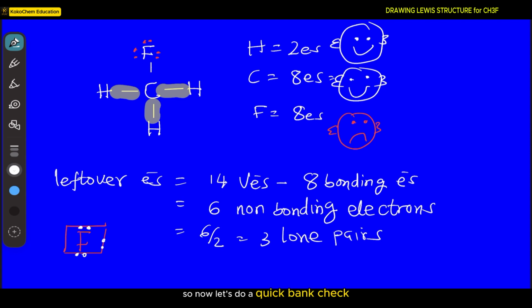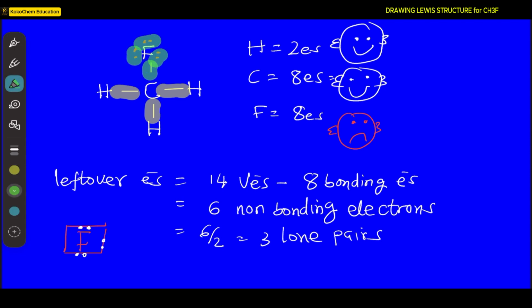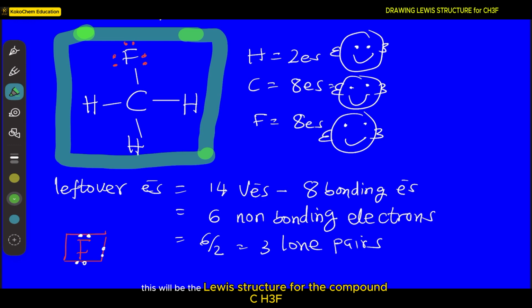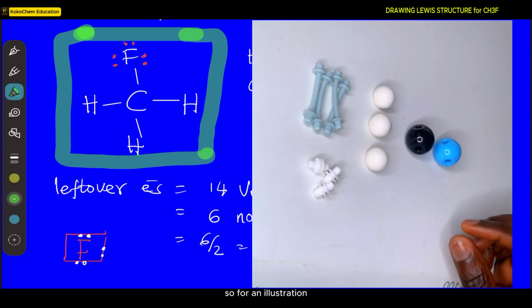Now let's do a quick bank check. Carbon already has 8 electrons, we've seen it. Hydrogen has 2 electrons because it only needs 2. Let's count the number of electrons around the fluorine. We have 2, 4, 6, and 8. So fluorine wanted 8 electrons, and now it has 8 electrons. That means fluorine is happy. This will be the Lewis structure for the compound CH₃F.